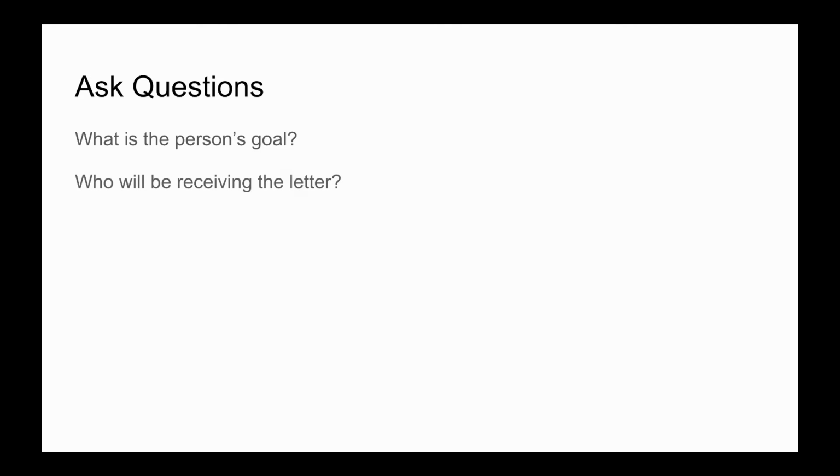You don't want to go into writing a letter of recommendation without knowing some basic key information. So first thing you need to know is, what is the person's goal with the letter? So find out what it is they're going to be using the letter for, and then start to think about ways that you can write a letter to address that specific need. You want to find out exactly who will be receiving the letter, not just the name of a school, but if possible, the people that are going to be receiving this letter, because the more personal you can make the letter, the better it is going to go.